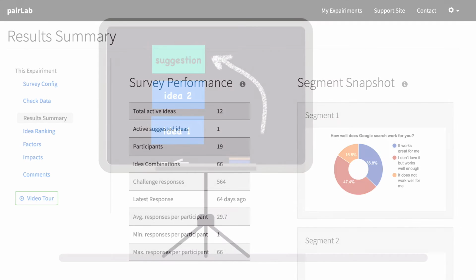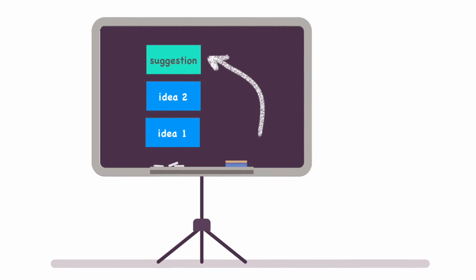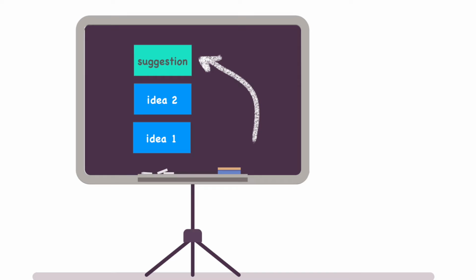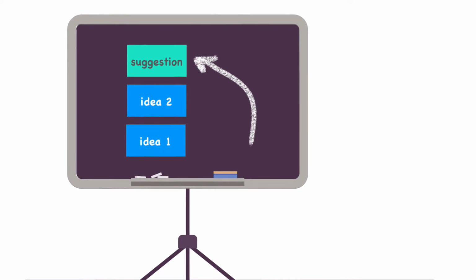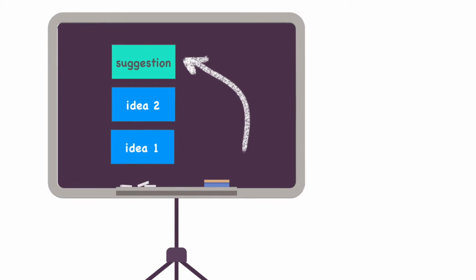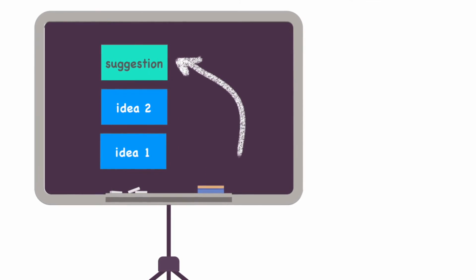Now, pairLab chooses voting pairs in a way that surfaces all pairs evenly over time. Keep this in mind when you add suggested ideas back into your survey. pairLab will push them to the front of the line, but it's important to be sure that you still have enough people voting so those new ideas receive the votes that they need.